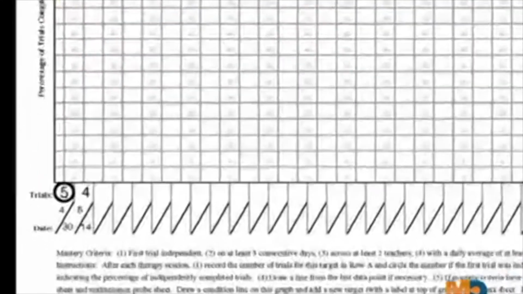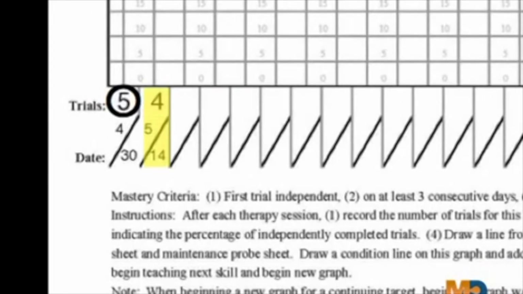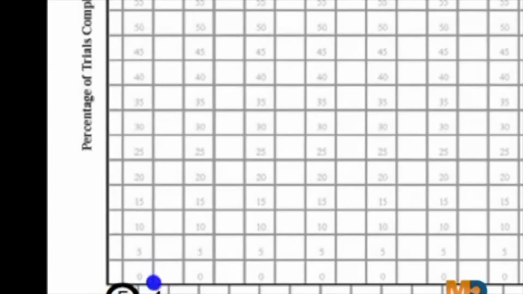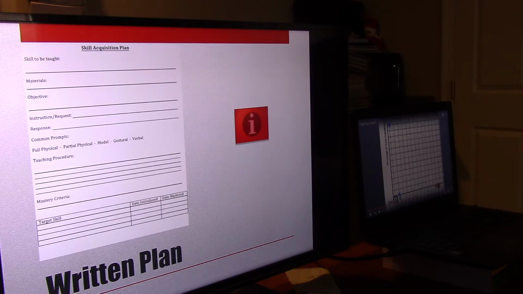Haley would then go to the graph, enter the date, May 14th, and enter the total number of trials attempted, which was 4. She would not circle it since Cameron did not get the first trial independent. She would put her data point at 0, then draw a line between the data point on April 30th and the new data point on May 14th.